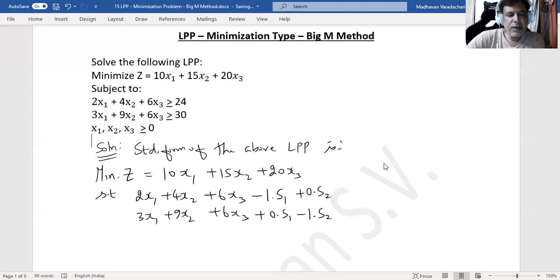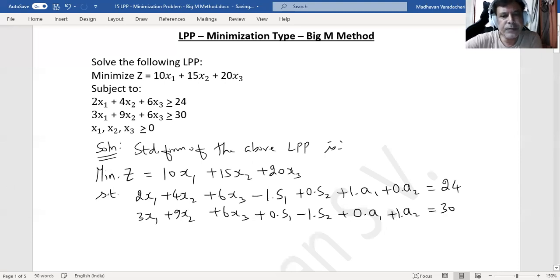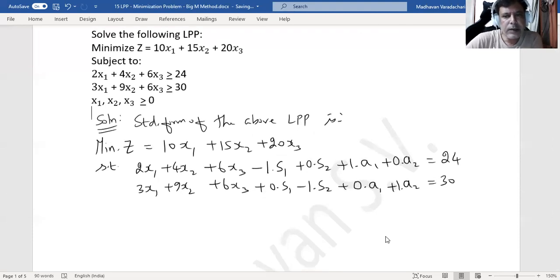And since these are not going to be basic variables, in order to bring in a basic variable, we are going to bring in an artificial variable for the first one as 1 times A1, and for the second one, 1 times A2. Here there is no A1, so 0 times A1. Here there is no A2, so 0 times A2. Now we can equate this to 24 and 30.